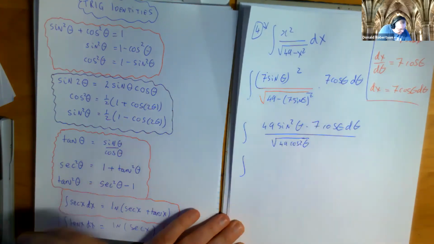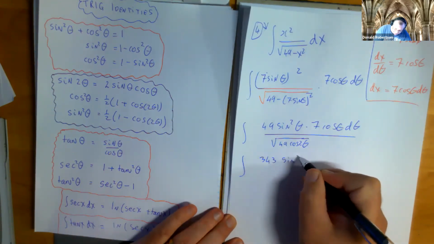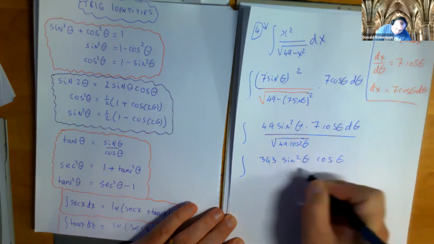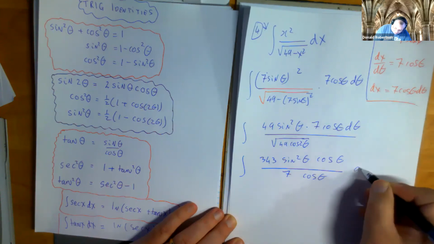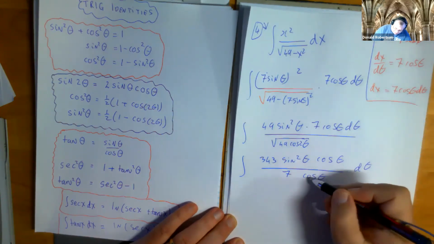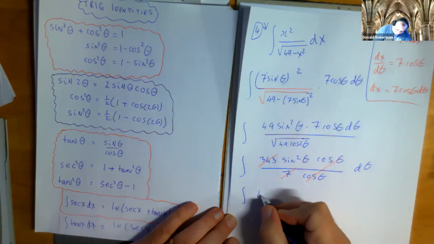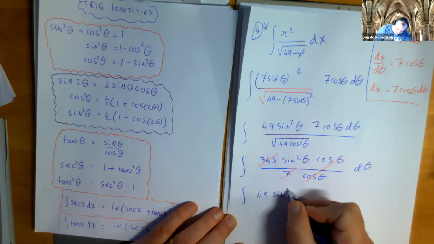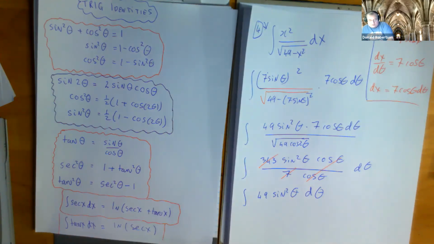That and that multiply together to get me 343 sine squared times cosine. This guy gets you sine 7 cosines. They cancel, that partially cancels. And so I'm now left with 49 sine squared theta d theta. It's a little bit less work than the last one, but not much. And then I need to integrate this guy. I need a method to do that.